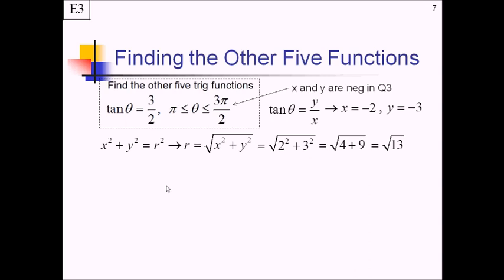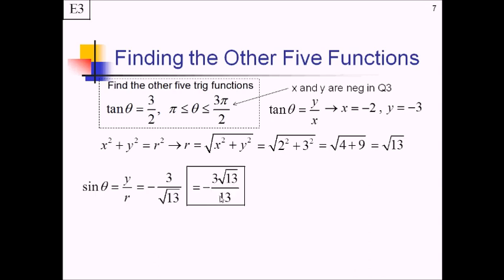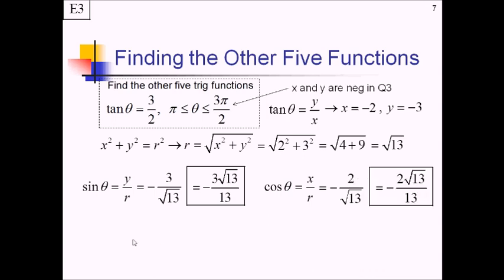Let's start with sine. Now sine, you might remember, is y over r. So that's going to be negative 3 over the square root of 13. As always, we have to simplify our radicals. So radical 13 over itself, multiplying. This is going to be negative 3 radical 13 over plain old 13. Cosine now is x over r, so that's negative 2 over root 13. And same deal as with sine, we need to simplify that radical, so that'll be negative 2 root 13 over 13. And now here's the one we get for free.